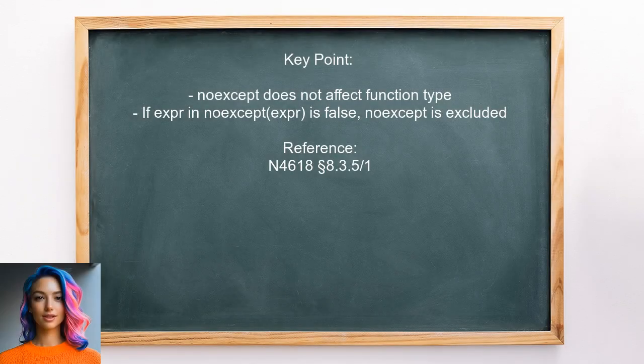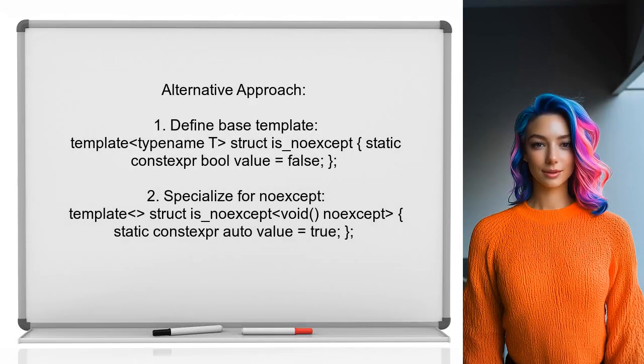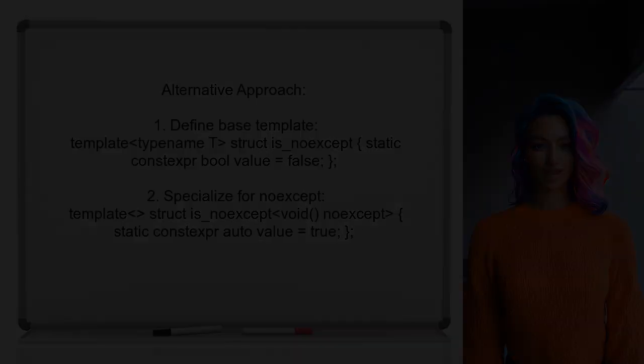This user explains that the value within the noexcept specifier does not become part of a function's type. According to the standard, a function's type either includes noexcept or it does not. If the expression evaluates to false, the noexcept keyword is excluded from the function's type. To work around this, they suggest defining a base template for isNoexcept that defaults to false, and then specializing it for noexcept functions. This way, you can accurately determine if a function is noexcept.